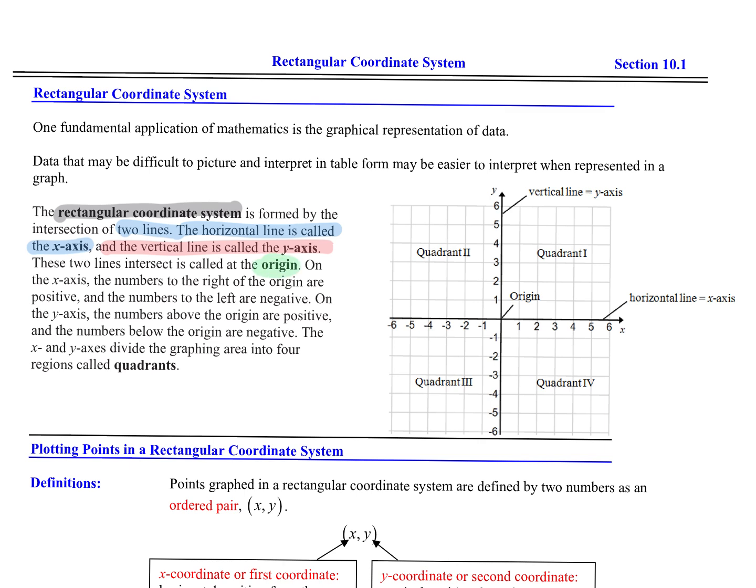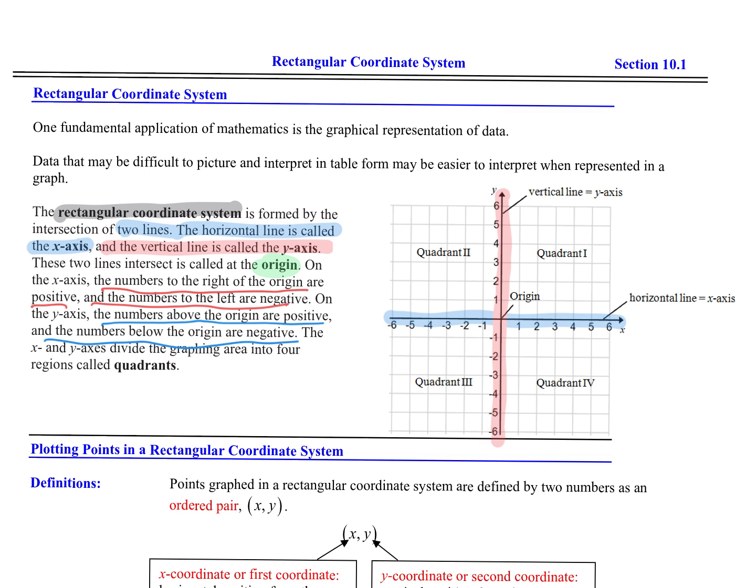So let me highlight this for you. The horizontal line is what we call the x-axis, and the vertical line is the y-axis, and right in the middle is the origin. On the x-axis, the numbers to the right of the origin are positive. The numbers to the left are negative. On the y-axis, the numbers above the origin are positive, and the numbers below the origin are negative.